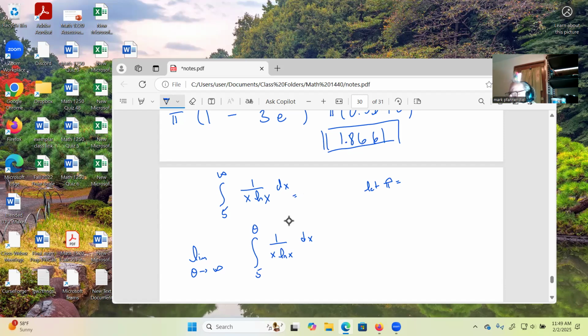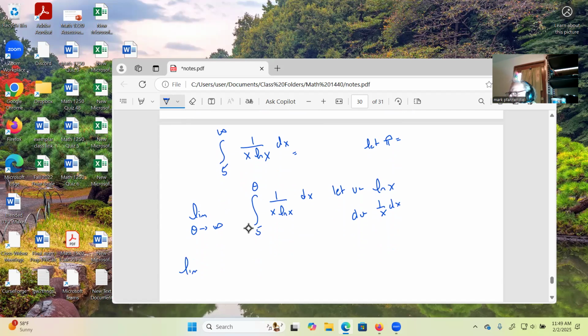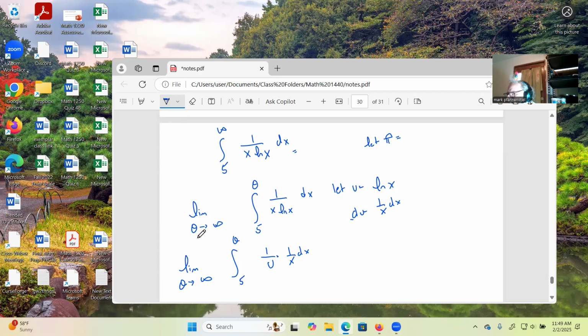All right. We're going to say let u equal the natural log of x, du is equal to 1 over x dx. So we've got back to our integral here. We're going to say we have our limit as theta goes to infinity and our integral from 5 to theta. And then here we have 1 over, what was u? It was the natural log. So it's the natural log here times, and all I'm doing is moving this around a little bit because I know that my dx over x is really just du.